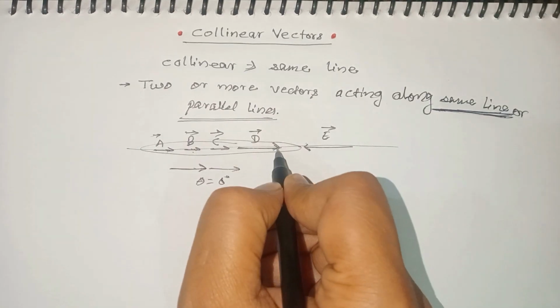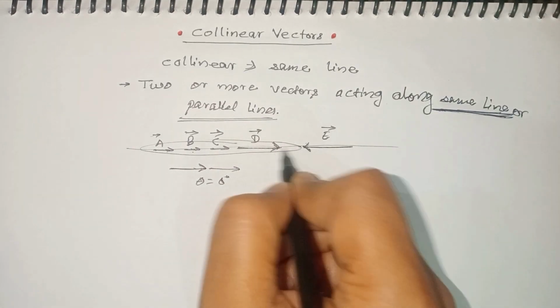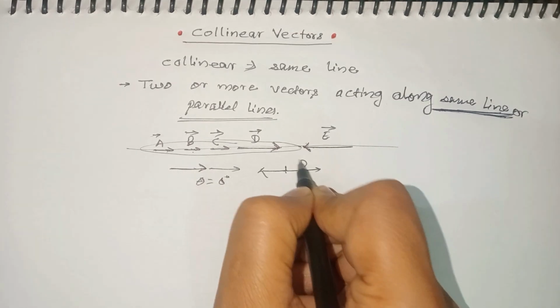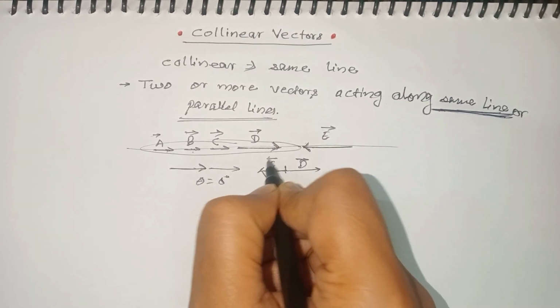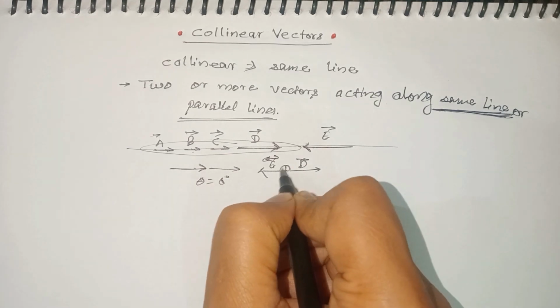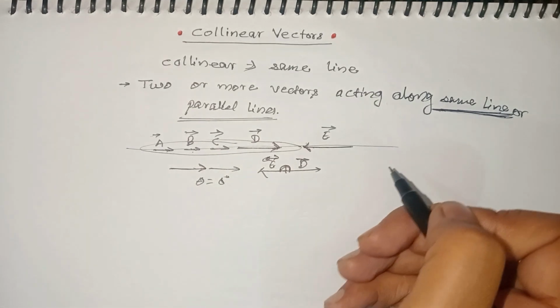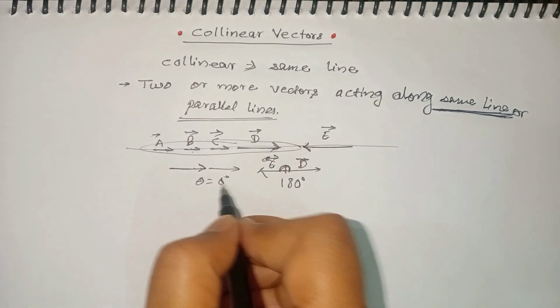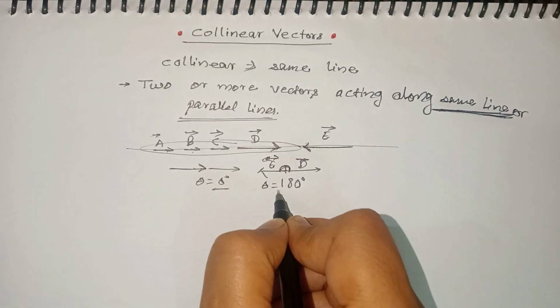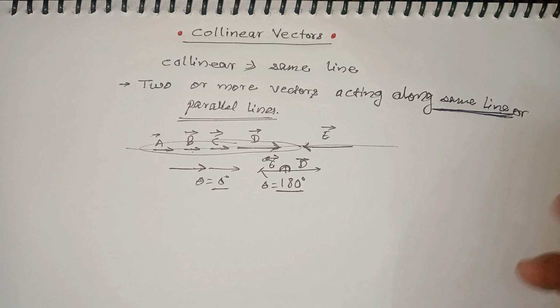If this is D and this is E, what is the angle between them? One is in this way, another is in this way. D in this way, sorry, vector E in this way. The angle between them is what? 180 degrees. So there are two possibilities of angles between them. One is 0 degrees, another one is 180 degrees. These two can be the angles between collinear vectors.